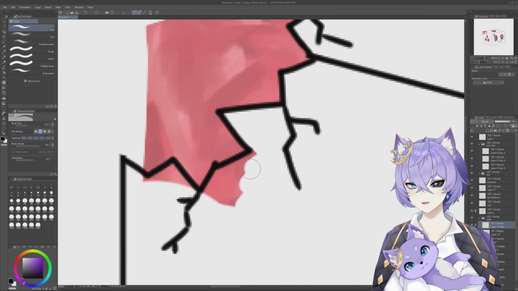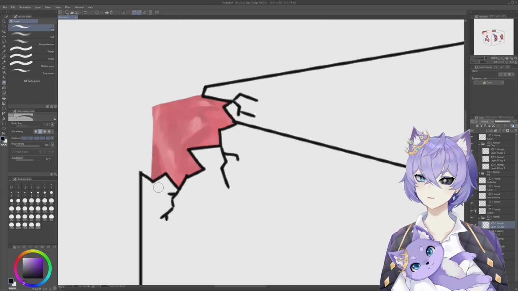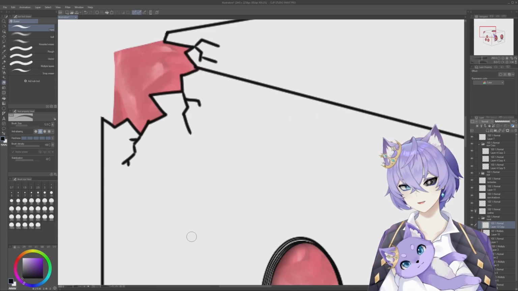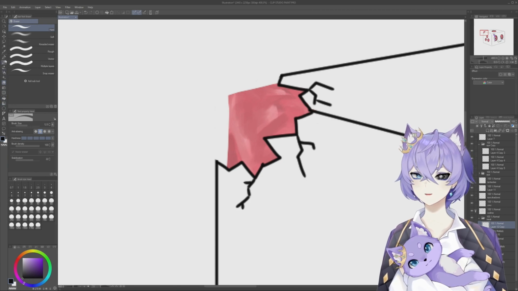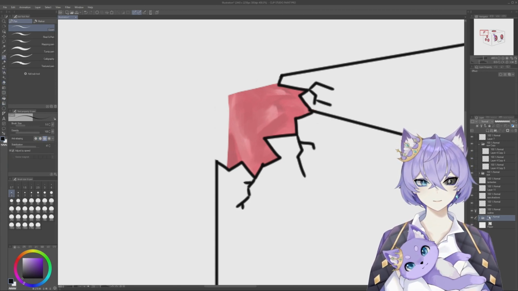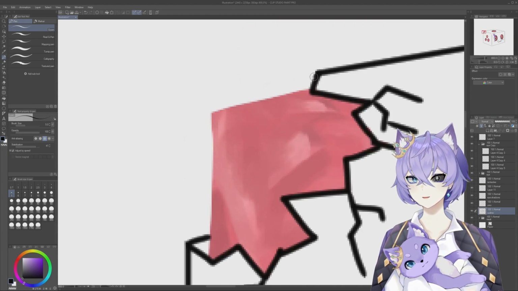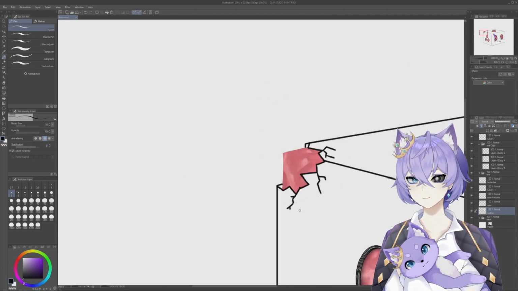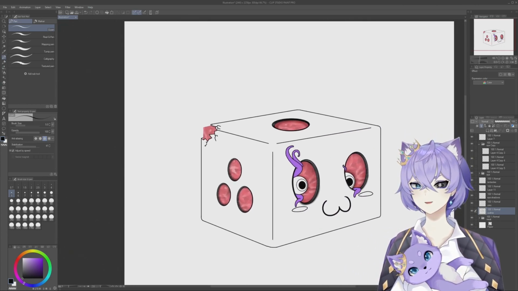Now we have part of the dice exposed, or part of the inner bits of the dice exposed. Bada bing, bada boom. Ladies and gentlemen, your nightmare horror. And take the outline, and we just close off those little sections. Like that.